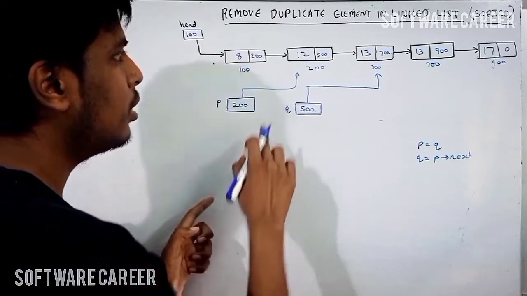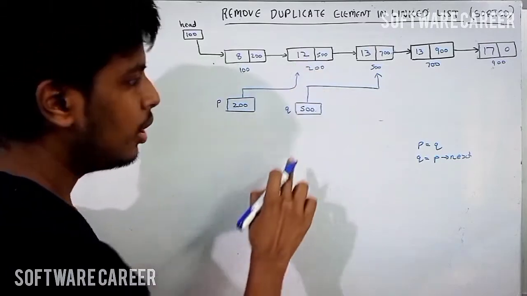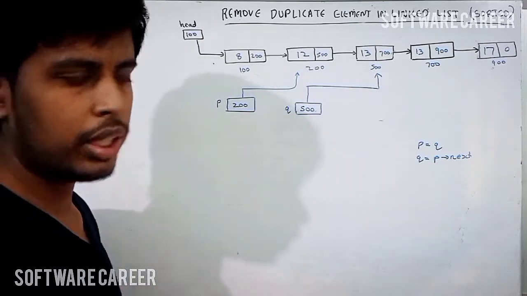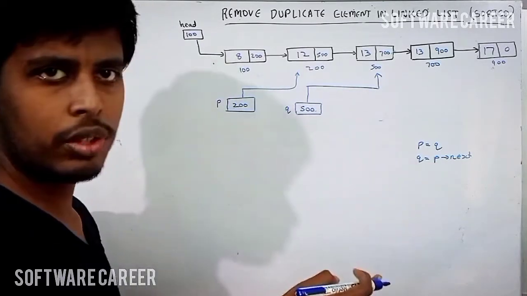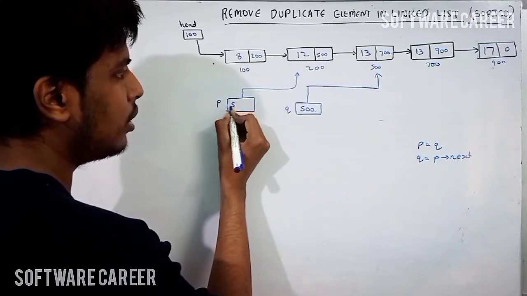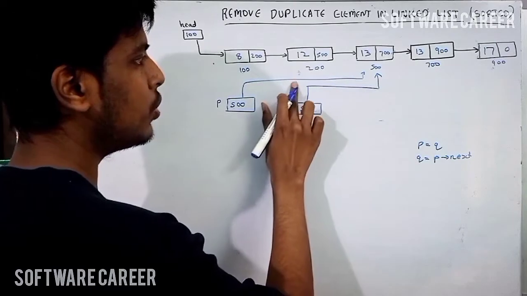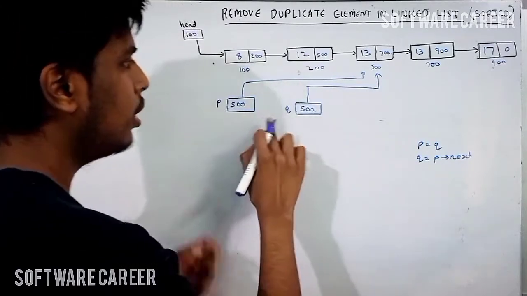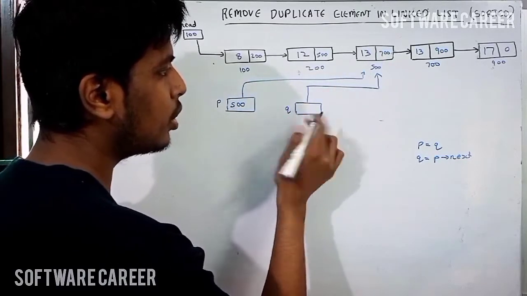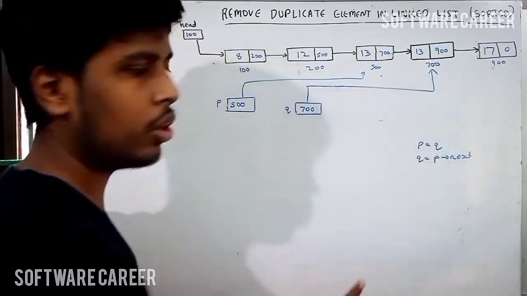Now again you should compare the data present in these two nodes. Now see, what is P's data? 200's data is 12 and Q's data, 500's data, is 13. Now compare whether 12 and 13 are equal or not. No, they are not equal. So you should move P and Q one step forward. How can you move? Do this, P equals to Q. Now Q is 500, make P 500. Now this pointer P points towards the third node. Now Q equals to P next. So this P is 500. 500's next is 700. So I am making Q 700. Now the Q pointer points towards the fourth node.